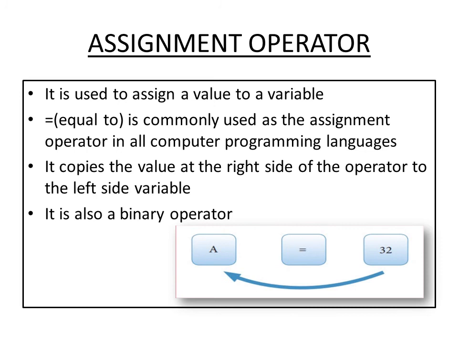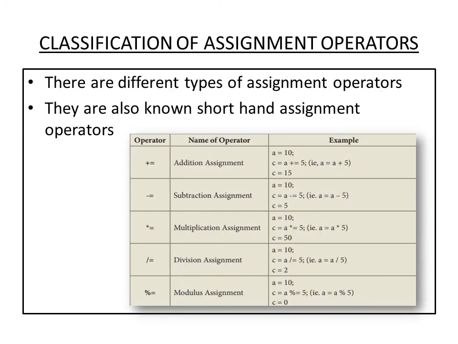I would say, for example, A equal to 2, B equal to 32. If I write A equal to B, A's value becomes 32. Here two operands are used, right? So it's a binary operator. Now there are different types of assignment operators. They are also known as shorthand assignment operators. There's addition assignment, subtraction assignment, multiplication assignment, division assignment, modulus assignment.